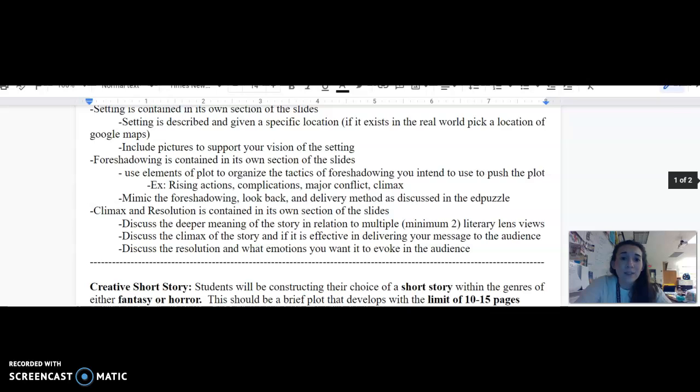So climax and resolution. Discuss the deeper meaning of the story in relationship to a minimum of two literary lenses. So this doesn't always have to be overly complicated. It doesn't have to be a gender lens story about female empowerment. As we saw with Graveyard Shift, it could be quite the opposite. It could be about how people are extremely detrimental to each other and have nothing to do with specific genders, but more masculine and feminine characteristics.